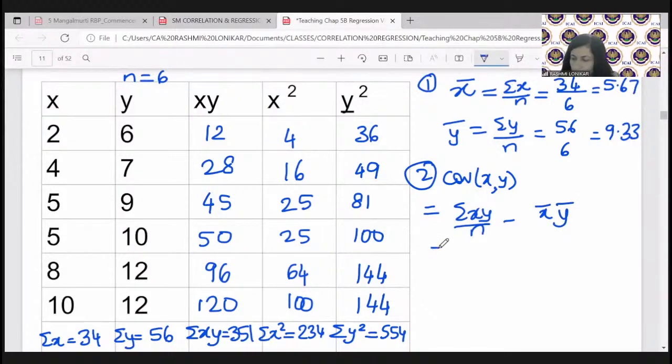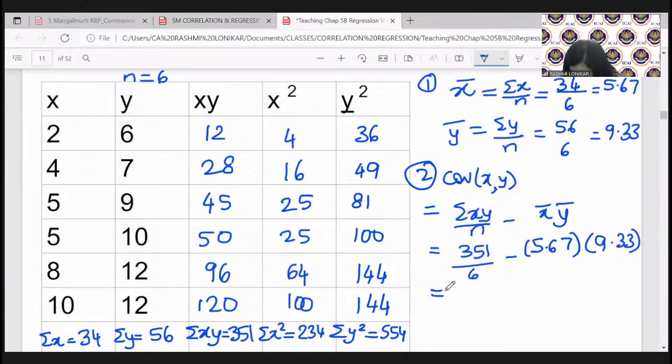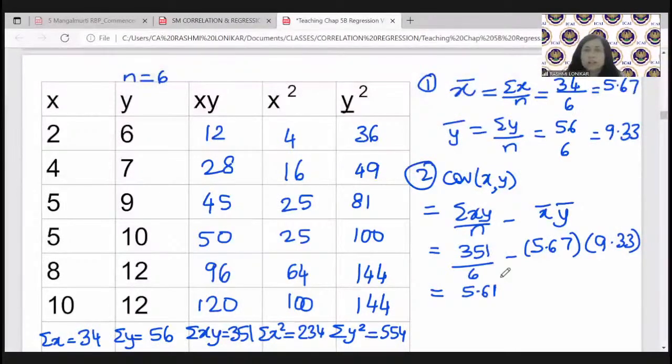So how much will this be? Summation xy is 351 upon 6 minus x bar is 5.67 and y bar is 9.33. Using this, how much will I get covariance as? Just let me see what is the value. 5.61. So first step I have found the mean.